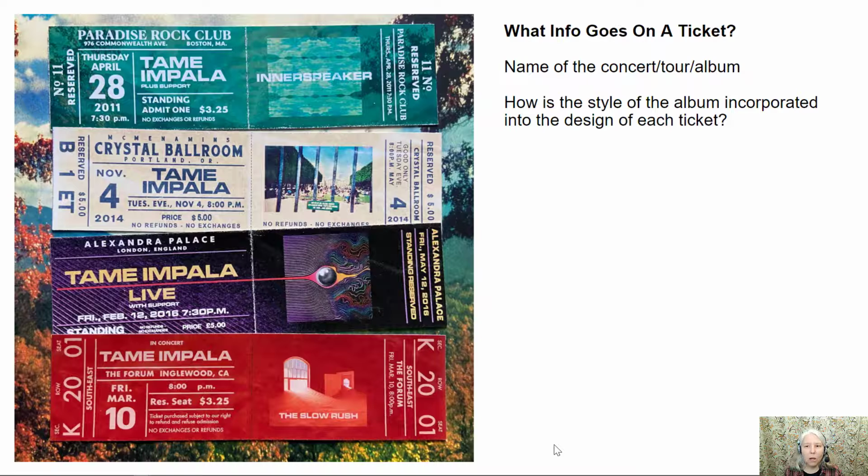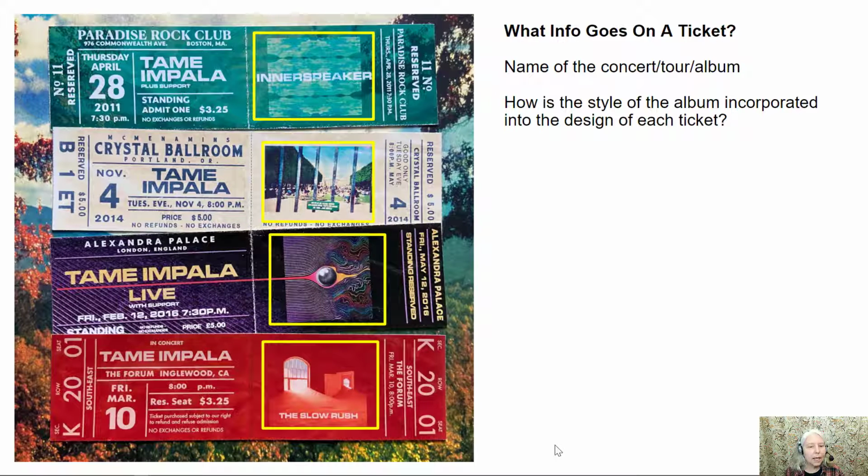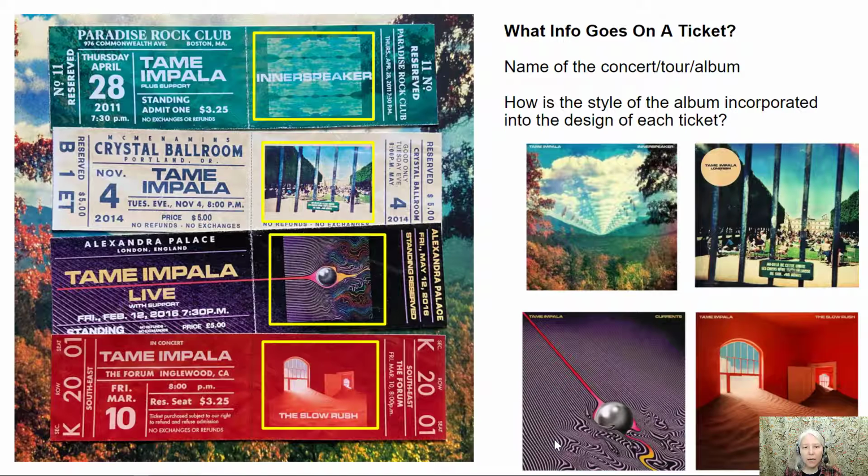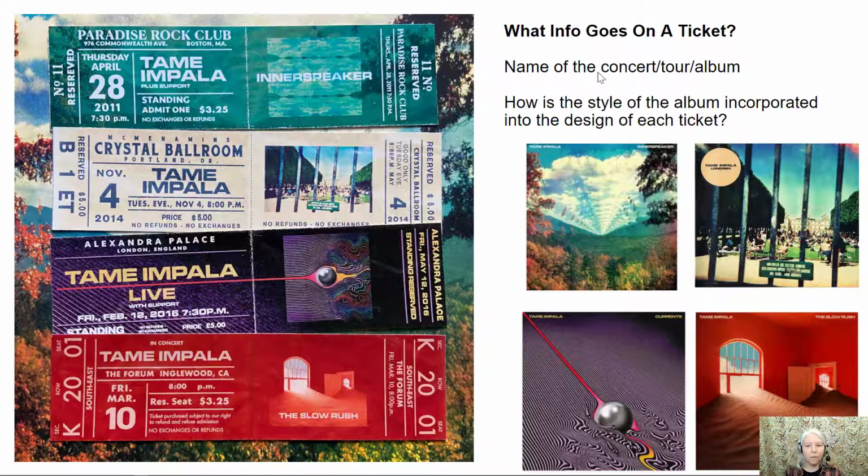Next, the name of the concert, tour, or album. So here is the album. How is the style of the album incorporated into the design of each ticket? Here are the album covers, and some of the things that I noticed are, for this first one, a section of the sky was cut out and used for this area right here, and then those colors were pulled out and put into the background, and there's this textural effect.